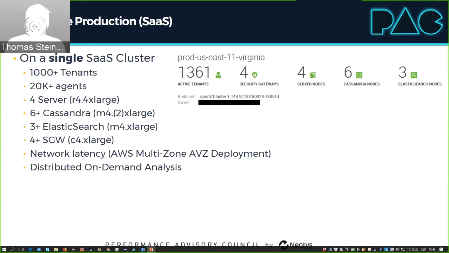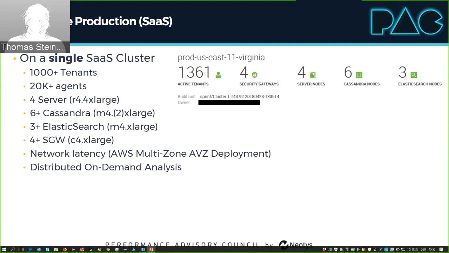So what we have here is such a cluster, and a single cluster can host 1,000 plus tenants, so more or less 1,000 customers. We have productions out there with 20K or more agents. So with a few machines, those are AWS machines of this kind of instance type. Commodity hardware, for instance, on Cassandra and Elasticsearch, so nothing fancy, nothing really large. So we still have room here for scaling up and scaling out. The architecture is basically built to support that.